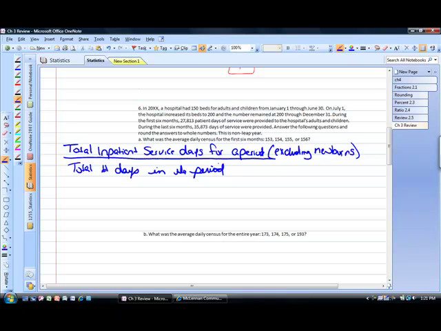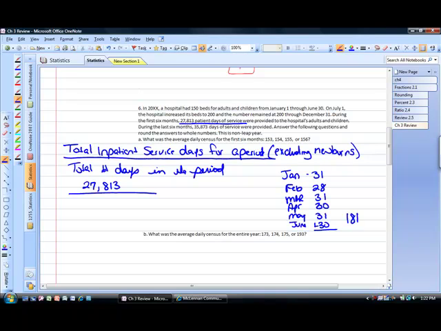Okay, so for the first 6 months, what we're going to need to do is decide how many days are in this period. We're going to take our 27,000, which we know is our total inpatient service days, and we need to calculate January through June. January, we know that there are 31 days. February, we have 28. We get a total of 181 days.